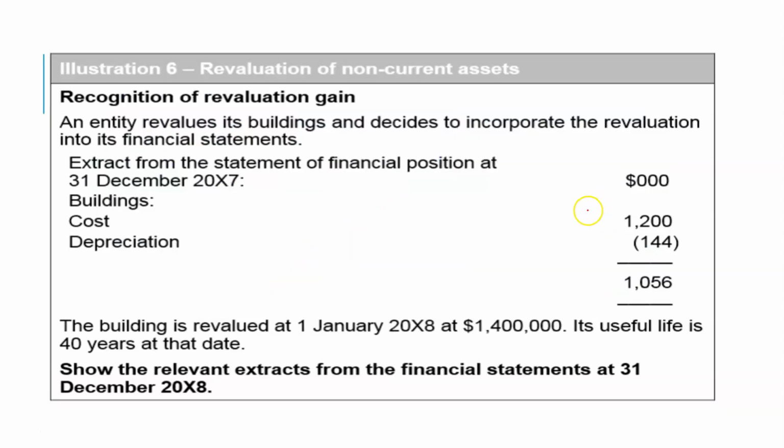Let's do this example. Let's just see what's going on here. And again, I'll do it via double entry as we would in practice. Entity revalues its buildings and decides to incorporate the revaluation into its financial statements. Here is the situation. We have a building with cost of 1.2 million and so far depreciation of 144. So let's just do that here.